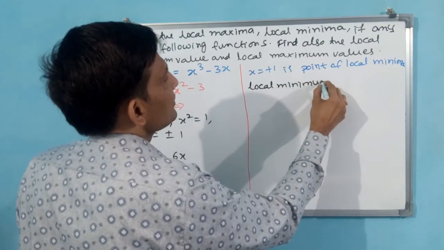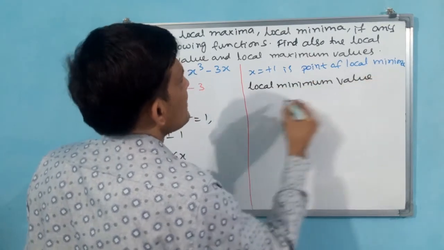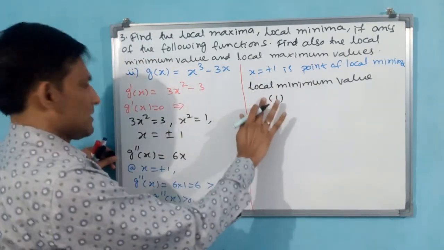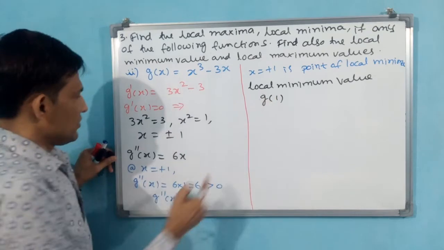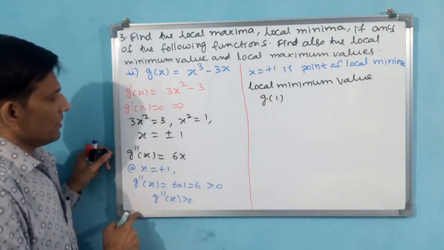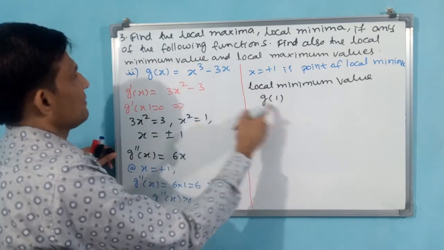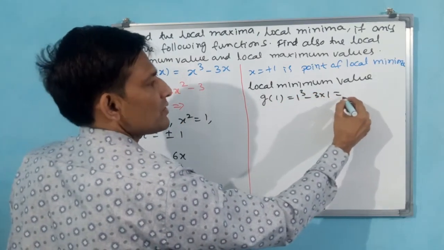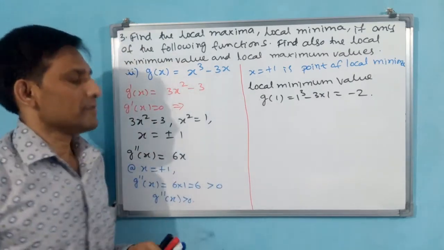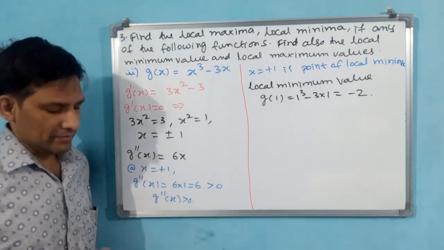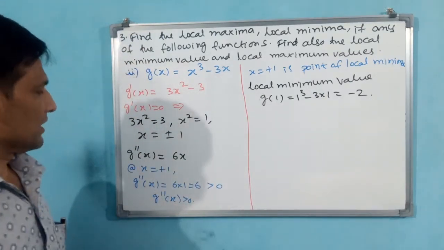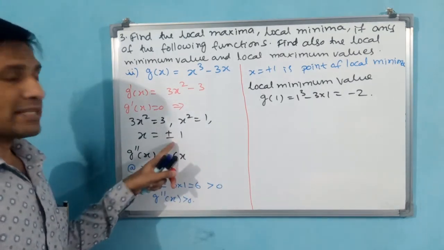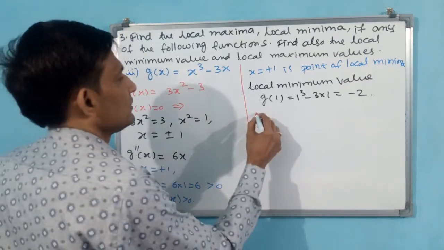Local minimum value g of 1. Sorry, not f, g of 1. g of 1 is equal to g of plus 1. g of 1 is equal to 1 cube minus 3 into 1. That is equal to minus 2. Is it okay? Definitely okay. See, we have done only 50%. This one is also there. At x is equal to minus 1, that also you do.